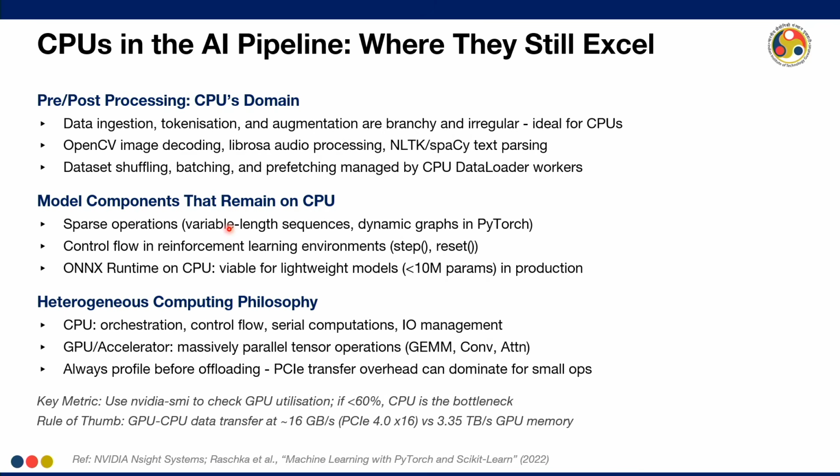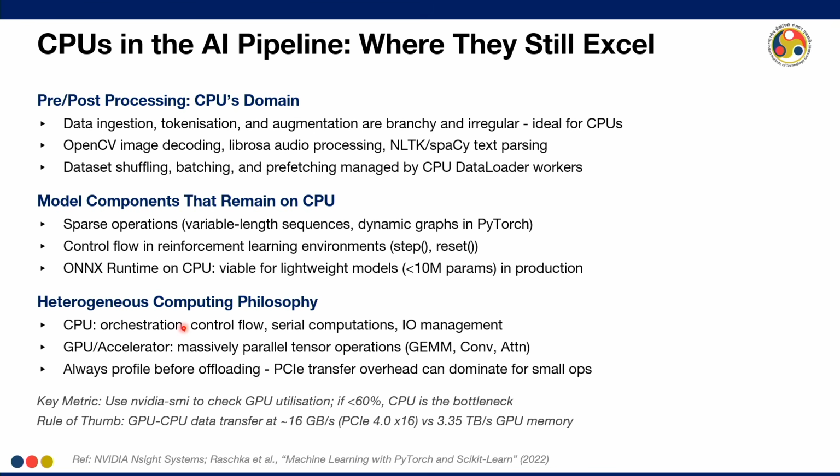We will talk about many such applications. For example, in reinforcement learning, you have dynamic graphs which are sparse in nature, and you need the CPU's intervention to compute them effectively. Control flow in reinforcement learning, step and reset, is very good on CPU. Then runtime on CPU, ONNX runtime, which we'll also talk about later. Variable lightweight models in production are very good on CPUs, server grade CPUs obviously.